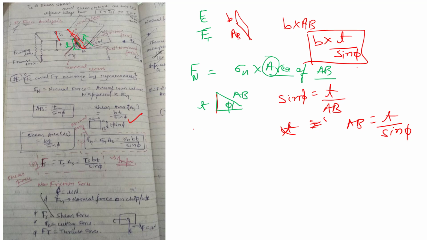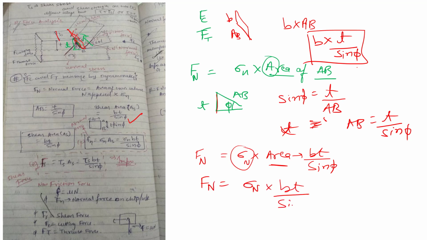Now we have to find the force. How to find the force? Like I already told you, we have studied in elementary school that force is equal to stress into area. The stress which is perpendicular to the area is known as normal stress, and the area is the shear plane cross section. So it will be BT by sine phi. We already found it. Then the force Fn is sigma n BT upon sine phi.